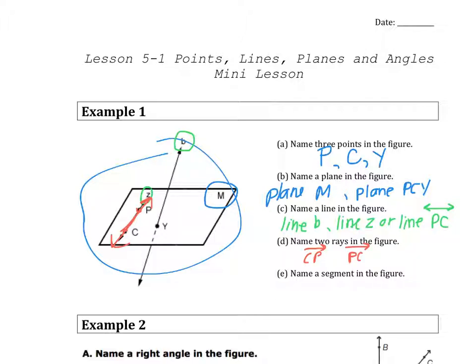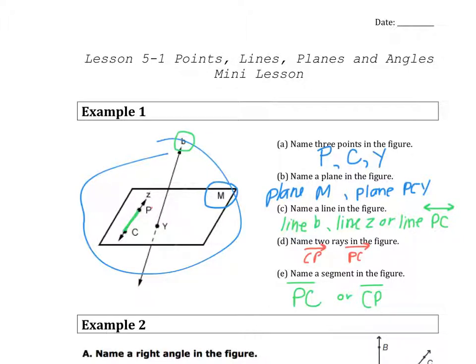Now a segment is just part of a line. So we had 2 lines, but the one I really can denote as a segment would be just a part of it, which would be from P to C. PC is a segment, notice there's no arrows on it. I can list it like that, or I can write it as CP, but they are the same segment. That's different than the rays. Ray CP is different than ray PC. They are directional.